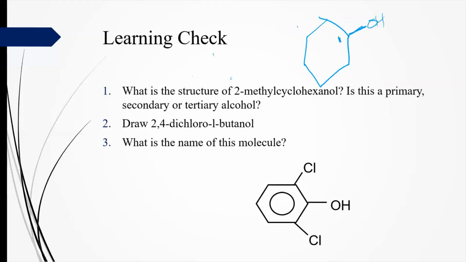So we're going to put an alcohol in. This is going to be number 1. And then number 2 is going to be our methyl. And so we have our 2-methyl cyclohexanol. And we know that the alcohol should be on the 1 because it's the dominant one.